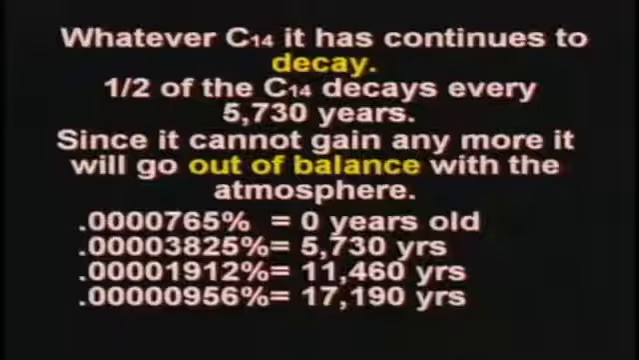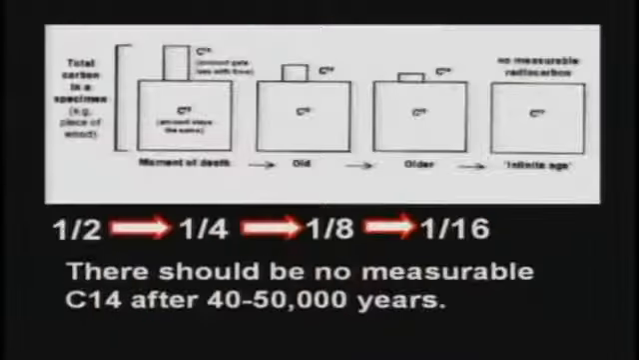So while it was alive, it should have had about 0.0000765%. If it's only got 0.0003825%, it's been dead for one half-life, or two half-lives, or three half-lives, etc. In theory, it never goes to zero. But for practical purposes, you can't measure beyond a certain amount. You know, you're going to run out of stuff to measure. It goes from a half to a fourth to an eighth to a 16th to not enough to measure.